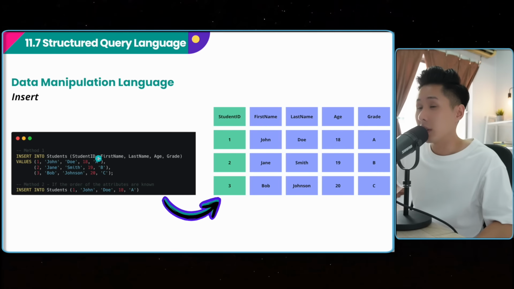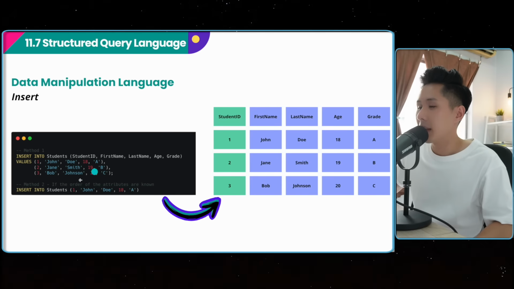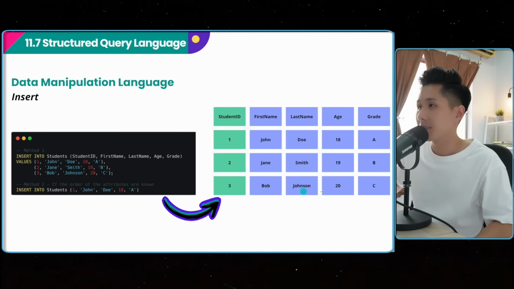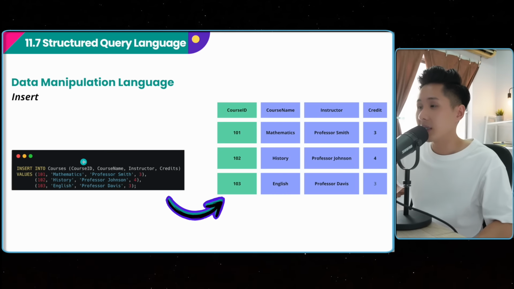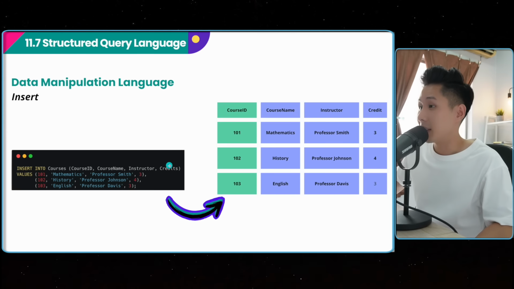So there are two methods. If you don't know the order of the table, you can write down parentheses followed by the field names. But if you know the order of the attributes, you can just insert data like that, which is a lot quicker. So this is the insert syntax. Again, I'm currently inserting my data into the course table. What are the courses that are available?